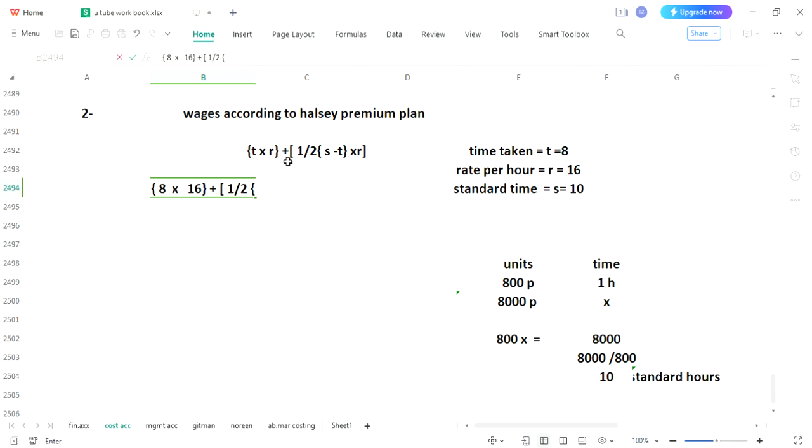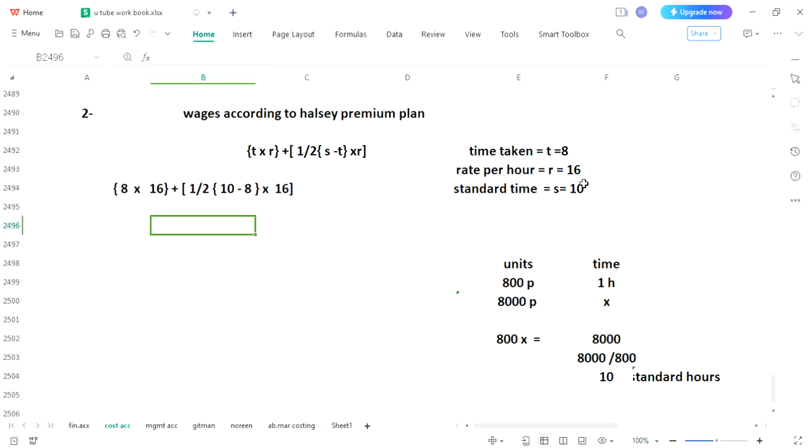Open small bracket, and then standard time is 10, and you need to subtract what? Time taken was 8, close your bracket, and then you need to multiply with what? Small r is 16, and after this you will close your bracket. So our statement has been completed. We will now be putting it on our calculator.